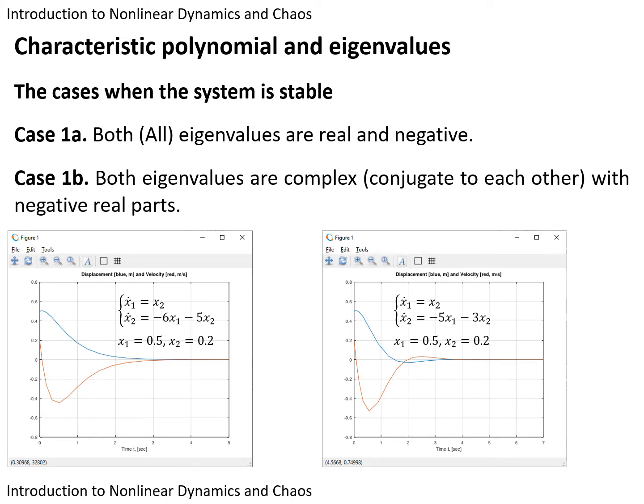Let's look at the examples generated using Octave software. For stable systems, we have the following. Case 1a, when both eigenvalues are real and negative. Case 1b, when eigenvalues are complex numbers whose real parts are negative. We see in both cases we have blue curves and red curves converging.